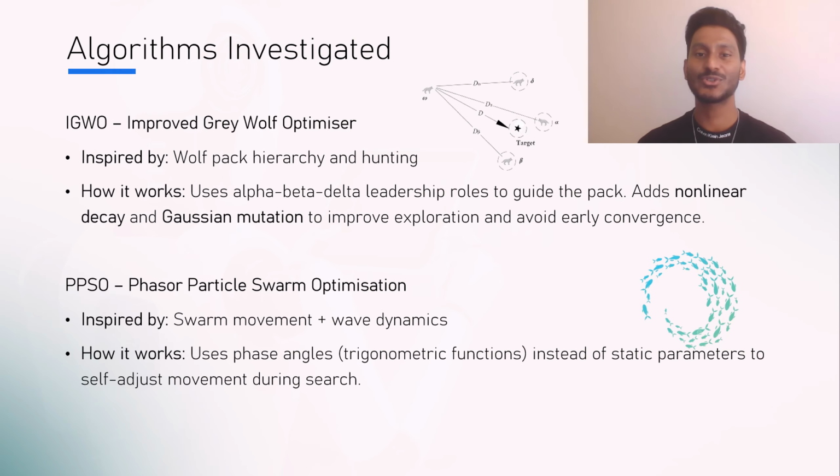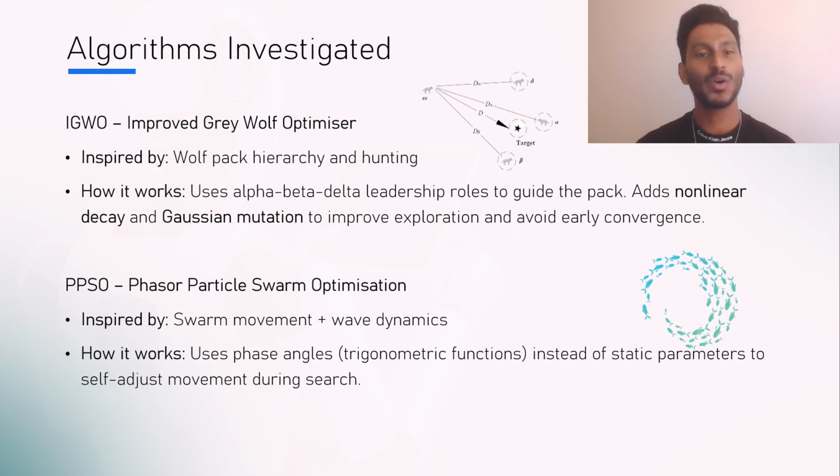Now we are moving to the next algorithm, improved gray wolf optimization. Improved gray wolf optimization is based on the hierarchical hunting behavior of gray wolves, using the alpha, beta, and delta roles to guide the search. It improves the original gray wolf optimization by introducing nonlinear decay to control exploration more smoothly and Gaussian mutation to maintain diversity and escape local optima.